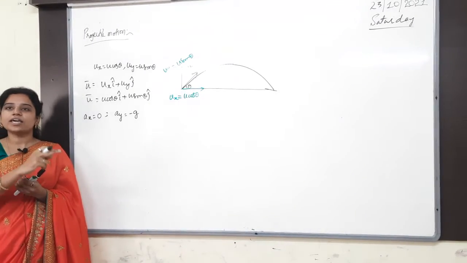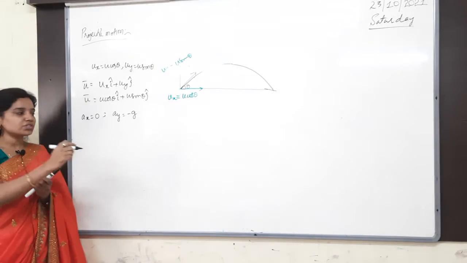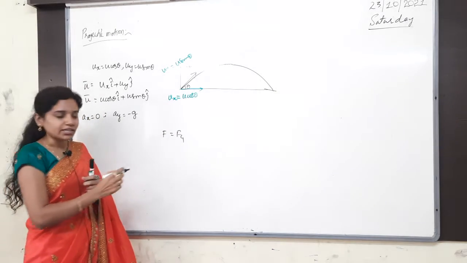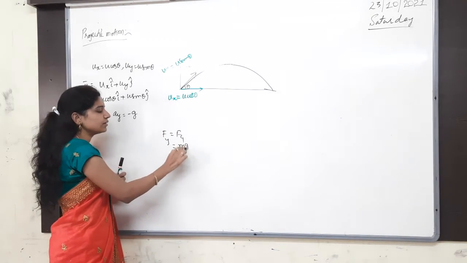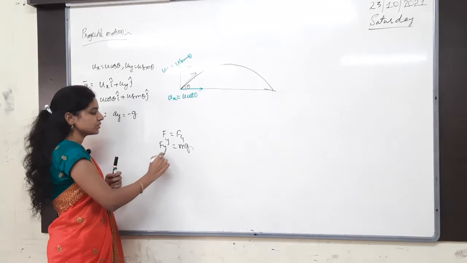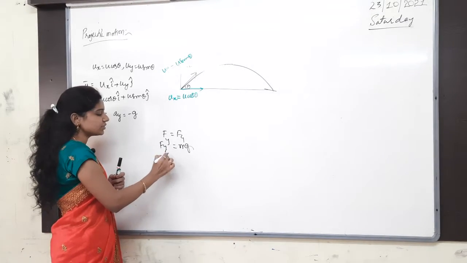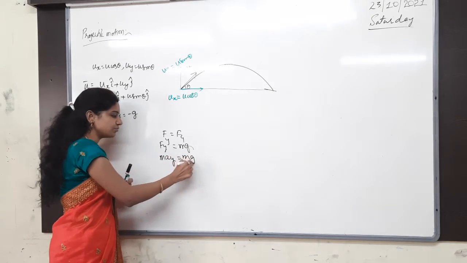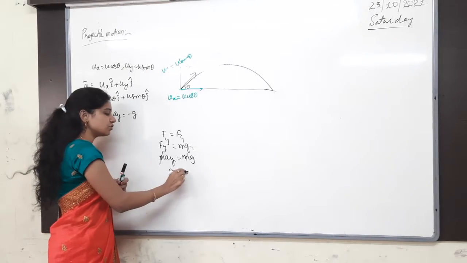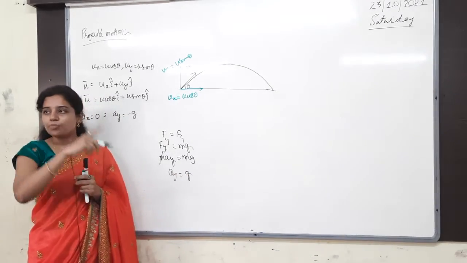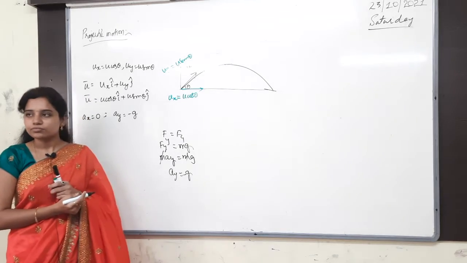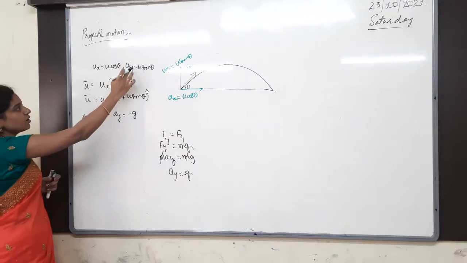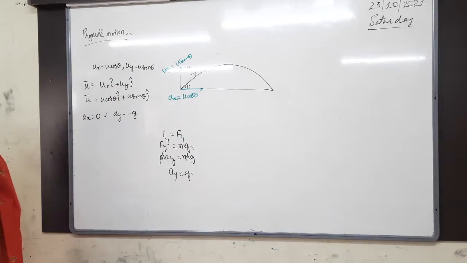In the vertical direction, a is equal to minus g, because the gravitational force is acting in the vertical direction. What is the gravitational force formula? m into g. Then Fy is equal to mg, and F is mass into acceleration in the y-axis direction, which is equal to mg. The m gets cancelled, so Ay is equal to g. But we are throwing in the upward direction, so minus g. Ay is minus g, and Ax is equal to 0. Ux is equal to U cos theta, and Uy is equal to U sin theta.